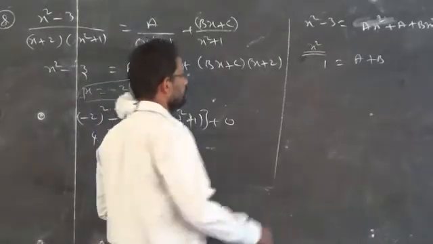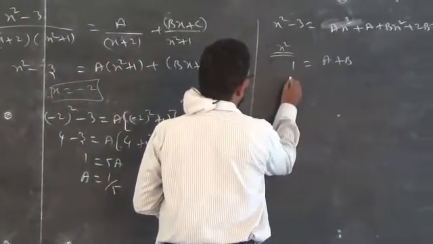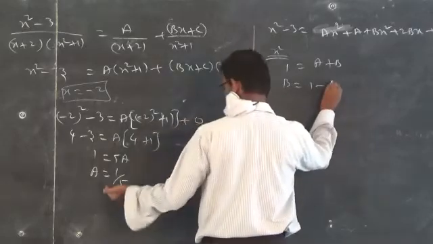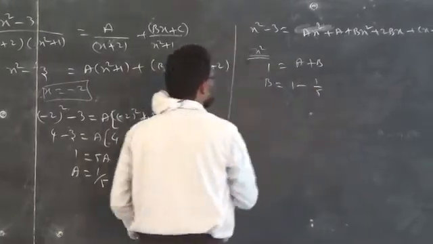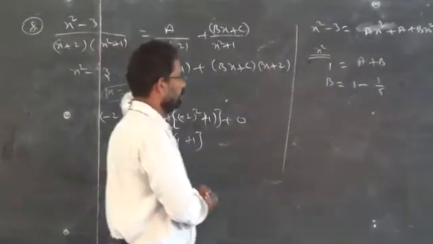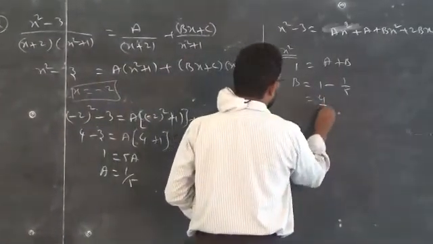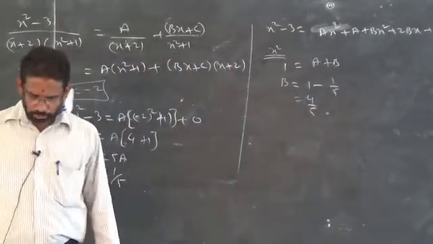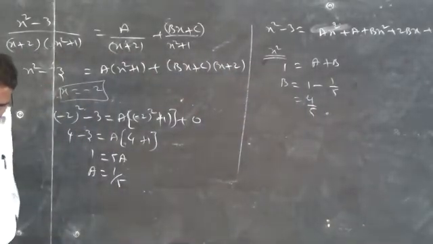So now replace a by 1 by 5. So I get b is equal to 1 minus 1 by 5. I am transferring a to the left side. I am subtracting 1 minus 1 by 5, which will give you 4 by 5. I got the b answer. Now you have to find c the same way.